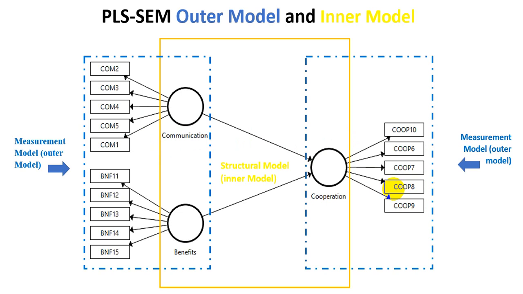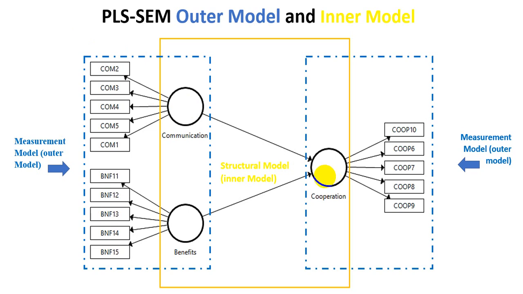In order to do PLS SEM analysis, we need to understand that PLS SEM analysis is divided into two parts. Number one, the measurement model that you see here, indicated as the outer model, and number two is the inner model, also called the structural model. Essentially, in the measurement model we check the reliability and validity of our data, and in the structural model, in this orange box, we check the hypotheses of our study, in which we want to check the relationship between one variable and another variable.